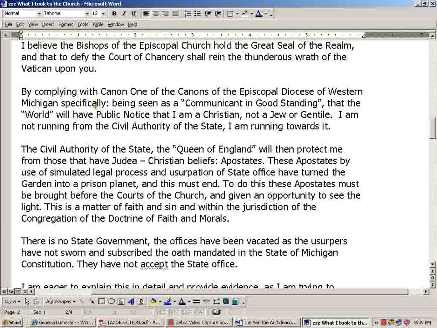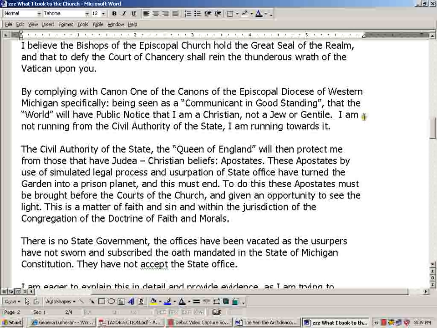By complying with Canon 1 of the Canons of the Episcopal Diocese of Western Michigan, specifically being seen as a communicant in good standing, the world will have public notice that I am a Christian, not a Jew or Gentile. If you're a Christian, you're not a Gentile. To a Jew, you're still a Gentile, but a Gentile is a pagan, period. That's where gentleman comes from.